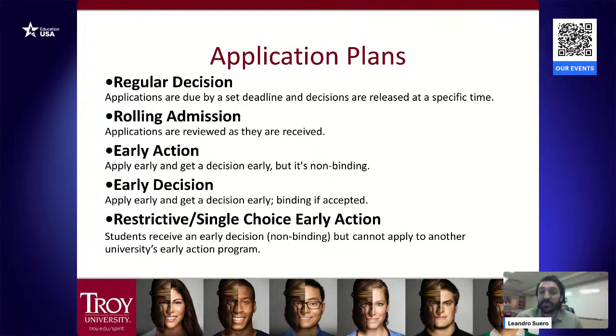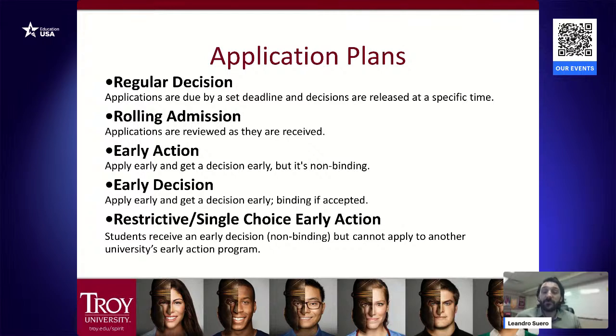For example, if we take regular decision, applications are due by a set deadline. Basically, the university will tell you that you have to apply before, for example, May 1st. So you submit your application by May 1st, and then by a specific date, again set by the university, they will let you know if you are receiving an admission or not. In this case, everything is laid out clearly by the university. You apply before the deadline, and you receive an admission decision before a set time.